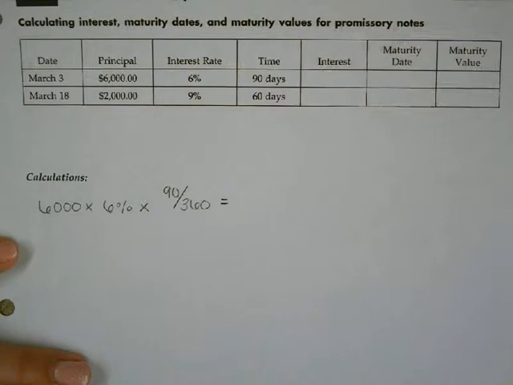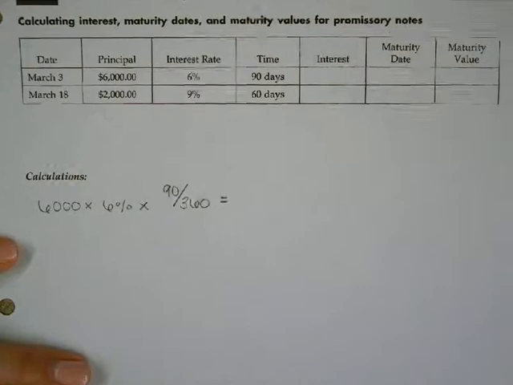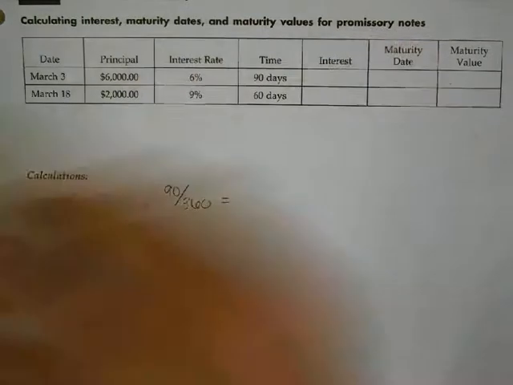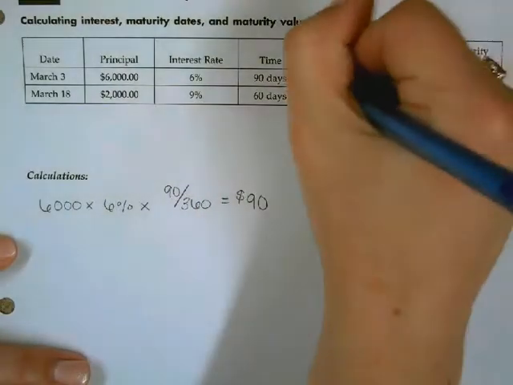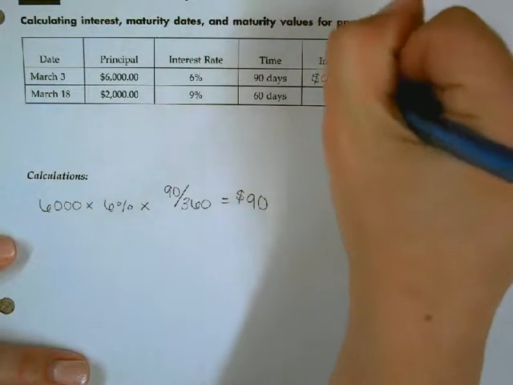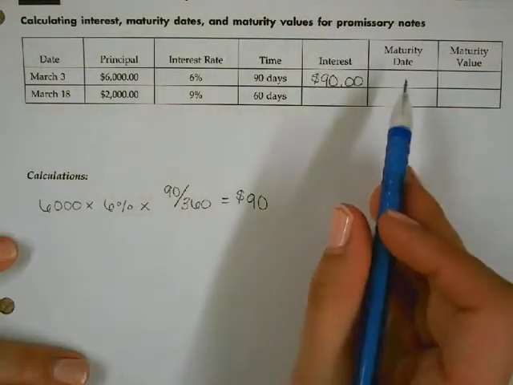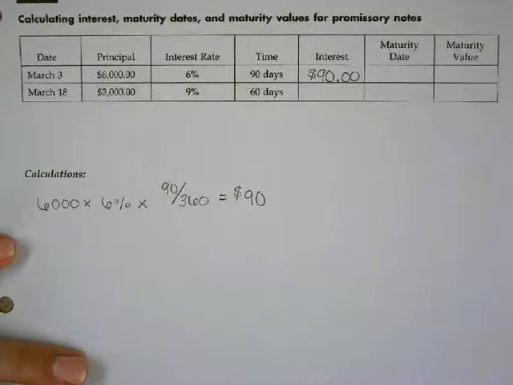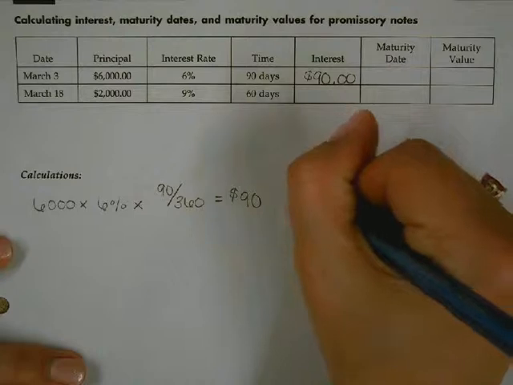Okay, the next thing that we need to do is figure out our maturity date. So here's where we need to know how many days are in a month. Now, we signed it on March 3rd, so I'm going to write March 3rd. 31 minus 3 is what? 28 days, a total of 90 days. So what is our next month? April. And how many days are we going to use from April? We're going to use all 30. So now we're at 58 days.